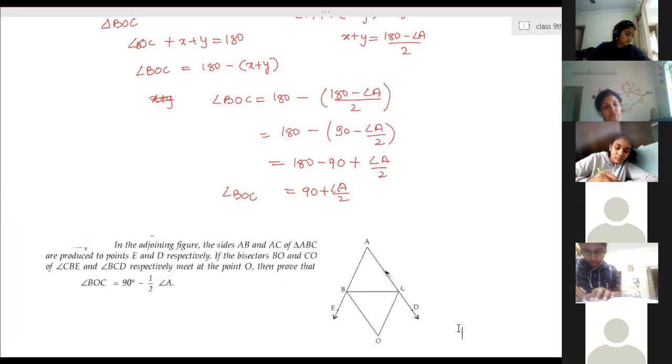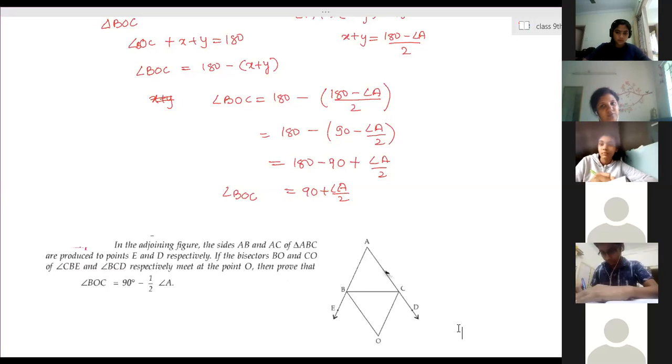From next class onwards, Tuesday onwards, we'll start the next chapter, triangles, congruency of triangles.